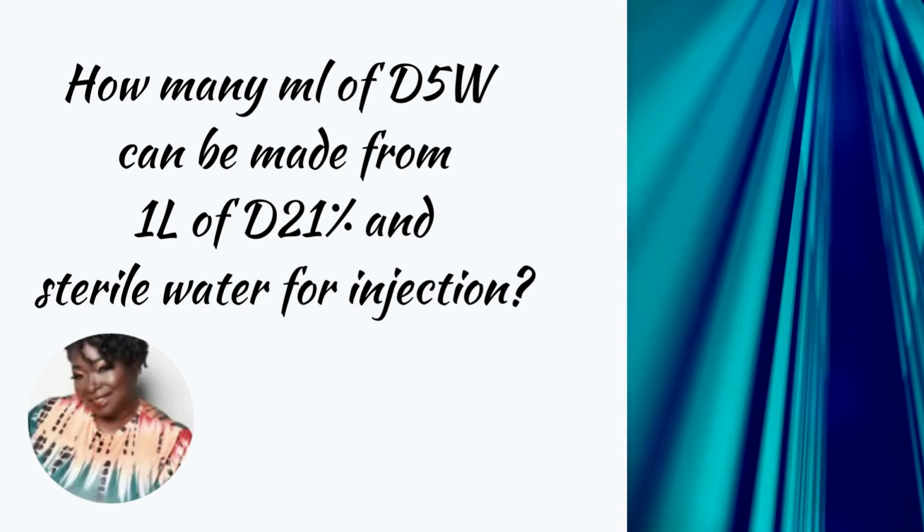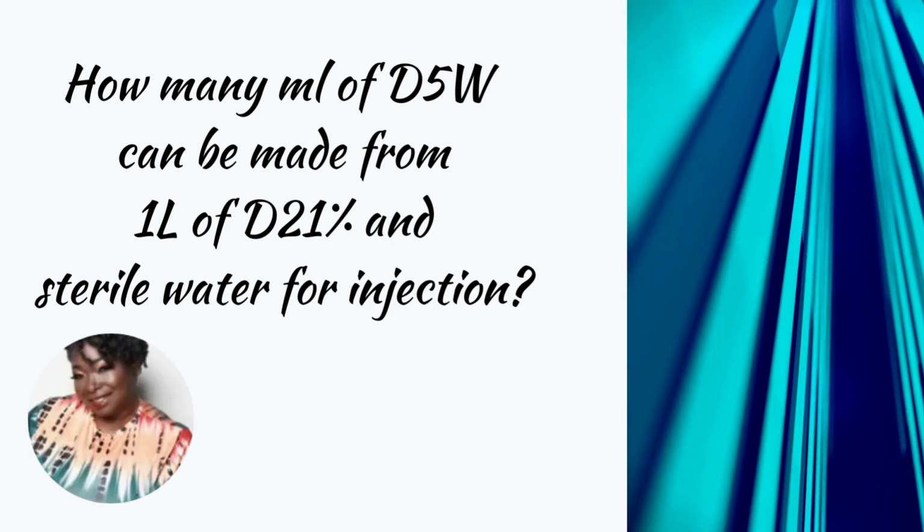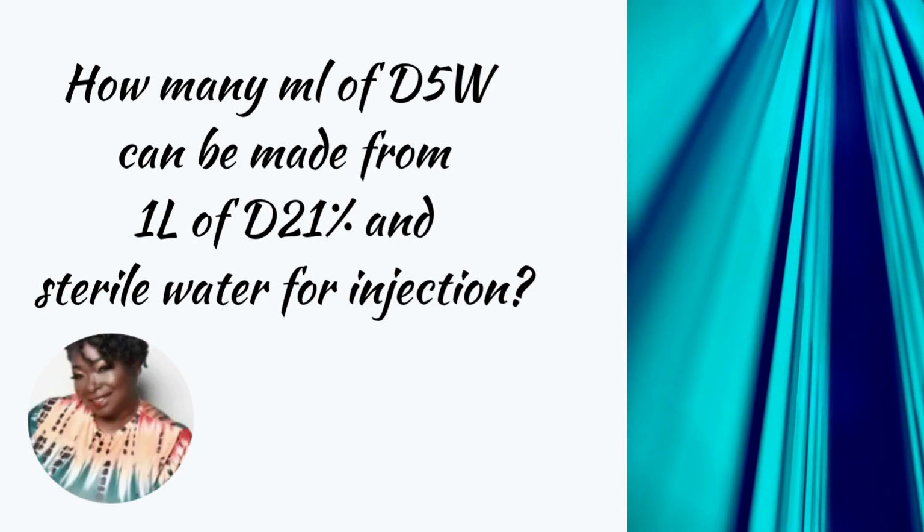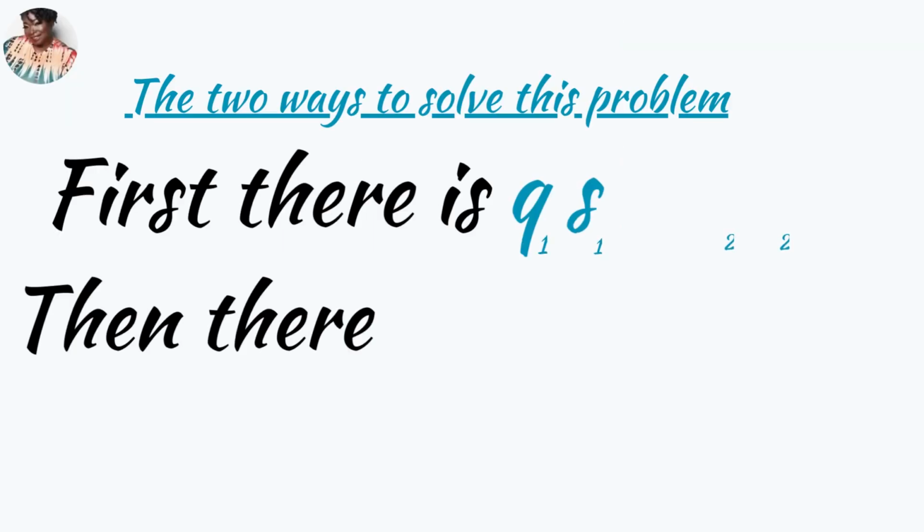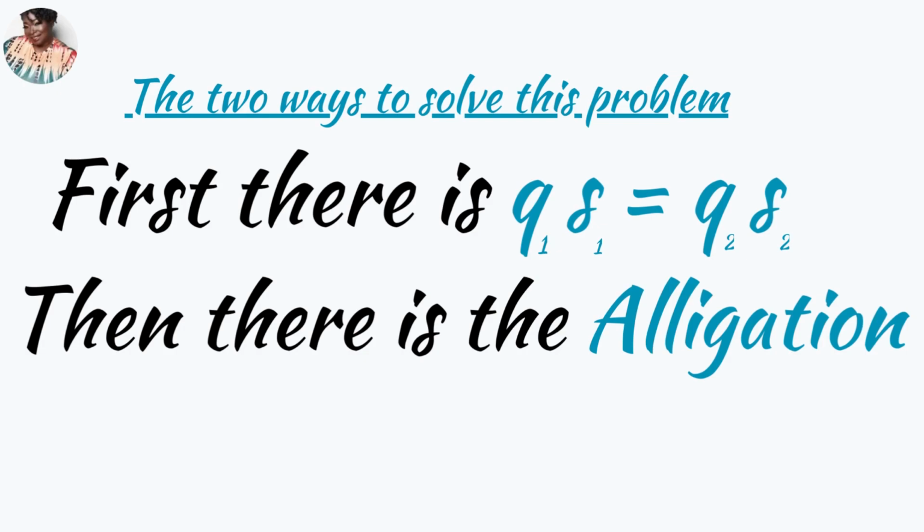Now, I will tell you that there are two ways to solve this problem. The two ways are as follows. First, there is something called quantity times strength. The quantity of the first solution times the strength of the first solution equals the quantity of the second solution times the strength of the second solution. That is one method, quantity times strength.